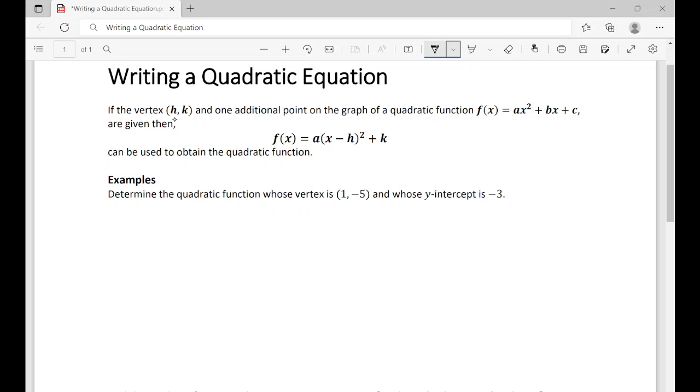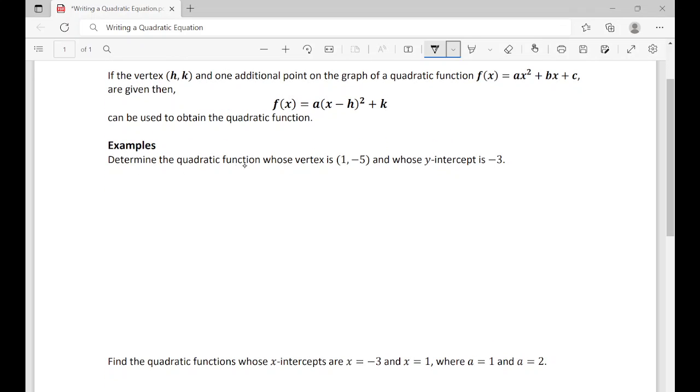If the vertex (h, k) and one additional point on the graph of a quadratic function f(x) = ax² + bx + c are given to you, then f(x) = a(x − h)² + k can be used to obtain the quadratic function.